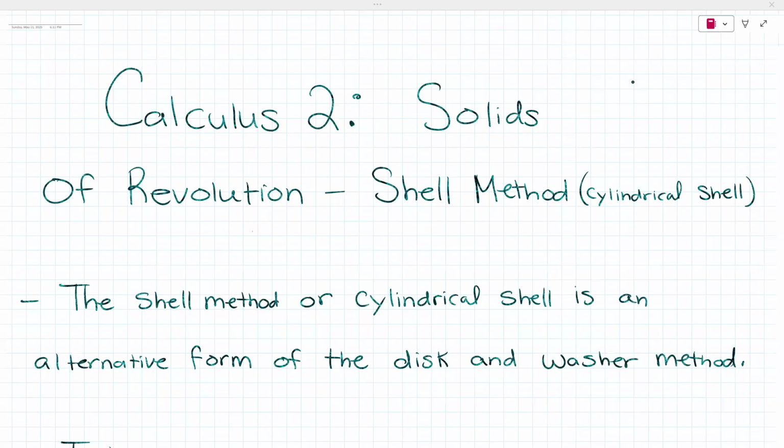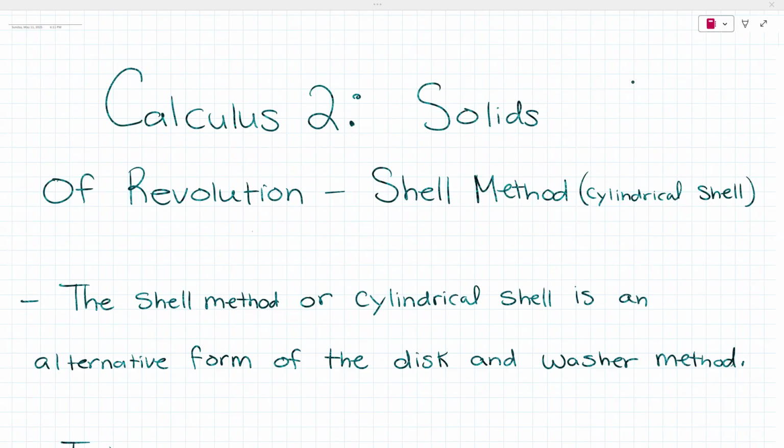Hello. In this video, we will go over solids of revolution, also known as the shell method, or cylindrical shell. This is Calculus 2, and we are learning solids of revolution using the shell method, or cylindrical shell. In the previous video, you should have learned how to do the washer method.